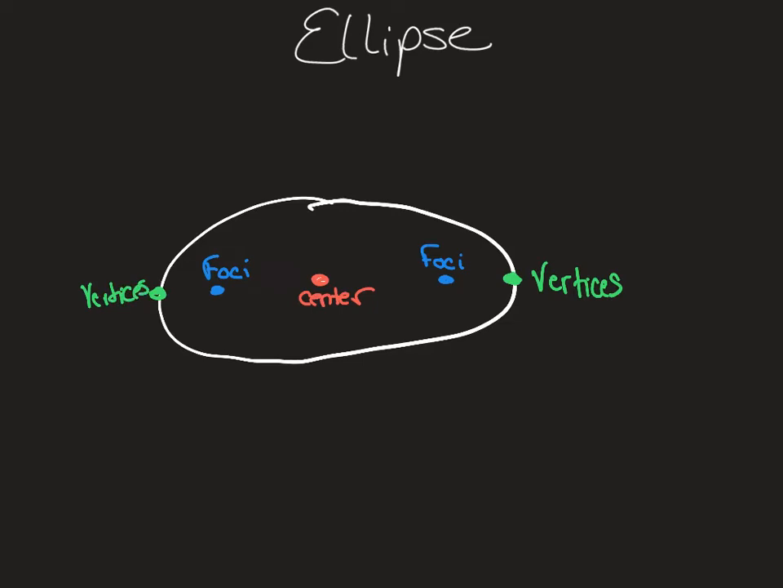And then we have 2 things that go up and down. These 2 things are called the co-vertices. And they don't always go up and down. They're just always opposite the vertices.